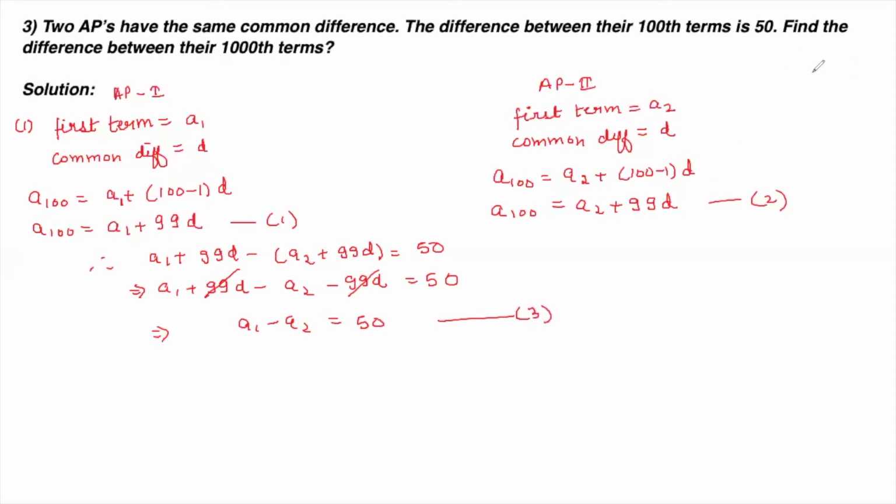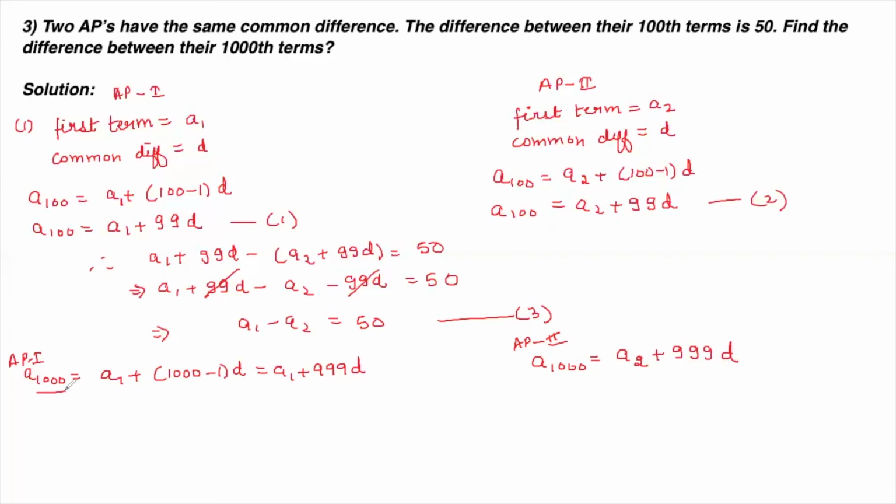Now what we need to do is find the difference between their 1000th terms. So let us first write the 1000th term for AP1. For AP1, the 1000th term would be A1 plus (1000 minus 1) into D, that is equal to A1 plus 999D. Similarly for AP2, the 1000th term would be equal to A2 plus 999D.